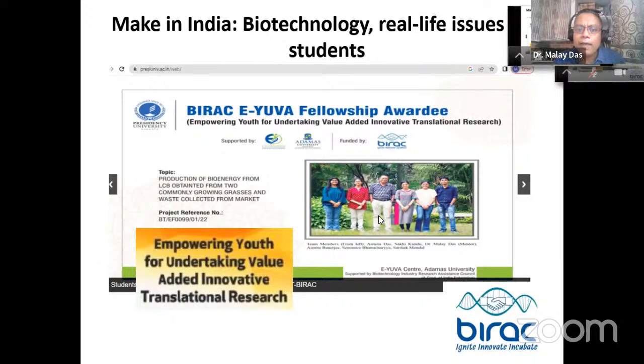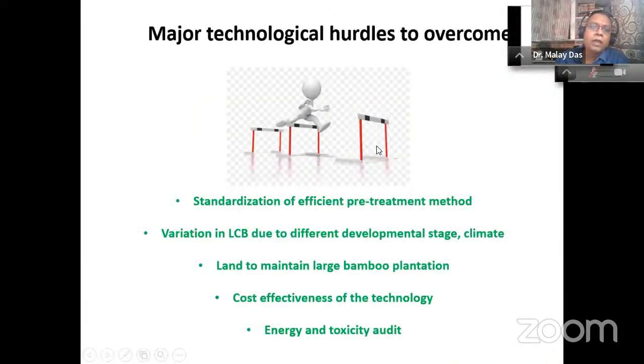So these are 5 youngsters from my university, Presidency University, undergraduate students. They have successfully got funding from BIRAC, from DBT, and they are aiming to produce bioenergy from some of those lignocellulose biomasses, including bamboo. And we are hoping that we can make some important lead in this area in future, and share with you in future what we have achieved, and whether we could successfully convert the fundamental knowledge that we have generated in the lab into bio-entrepreneurship.